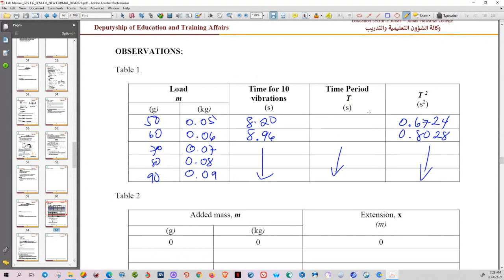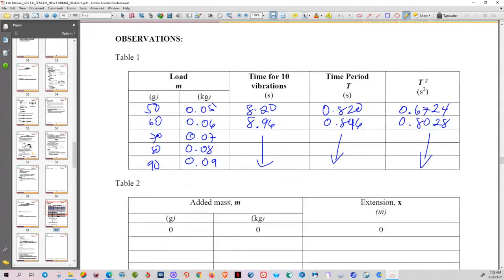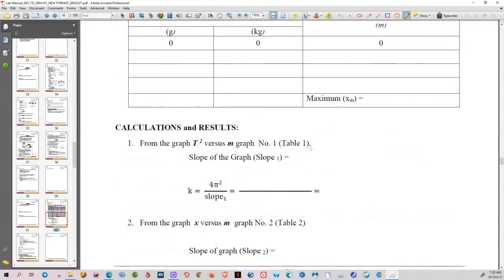So once you finish table 1, let me write the value here: 0.820, 0.896. Once you finish table 1, you have to make a graph, okay? So if you go to the calculation, this is from table 1. You have to read the notes carefully, okay? Graph number 1 from table number 1 is a graph of t squared versus m.